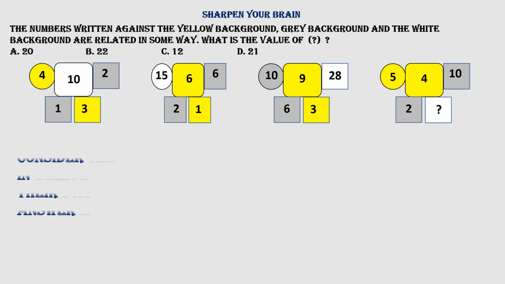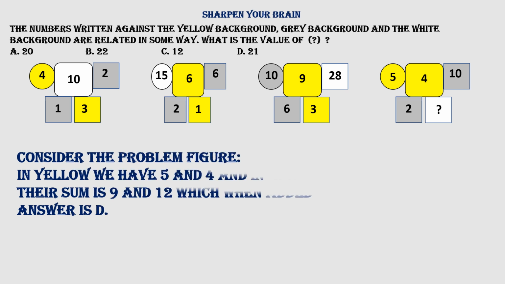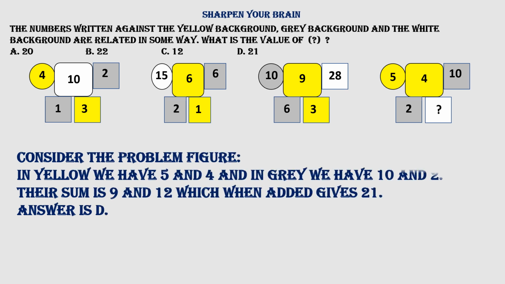Consider the problem figure. In yellow we have 5 and 4. And in gray we have 10 and 2. Their sums are 9 and 12, which when added gives 21. Answer is D.